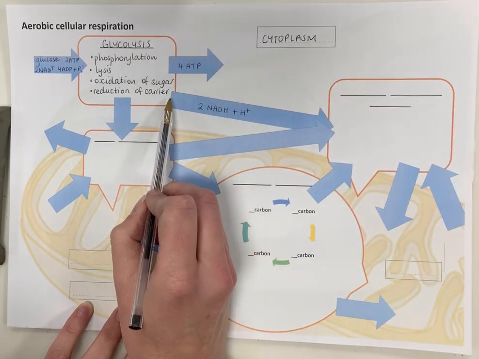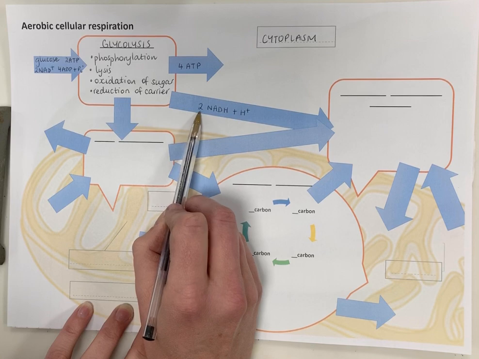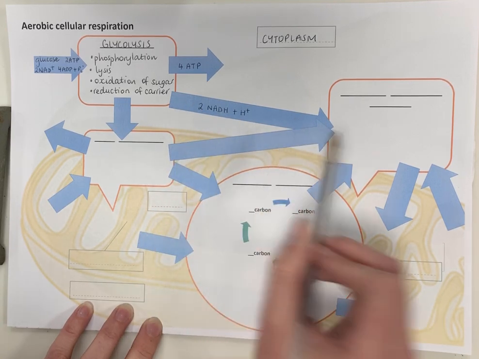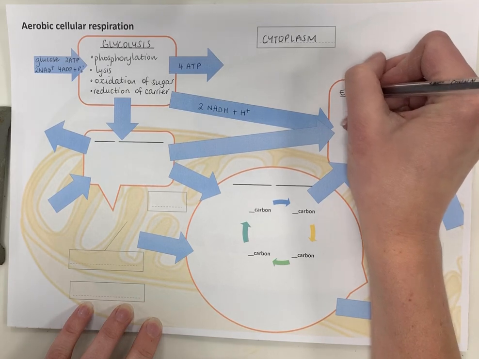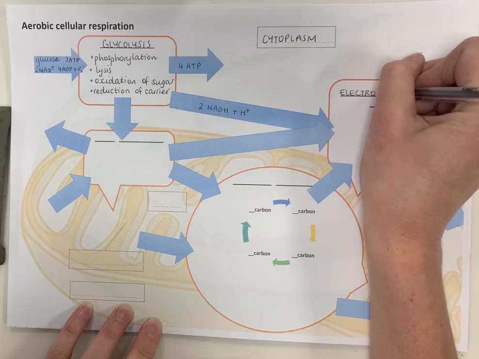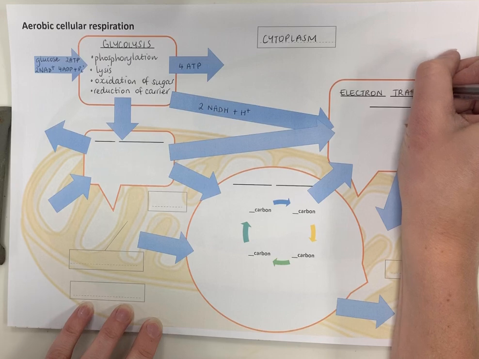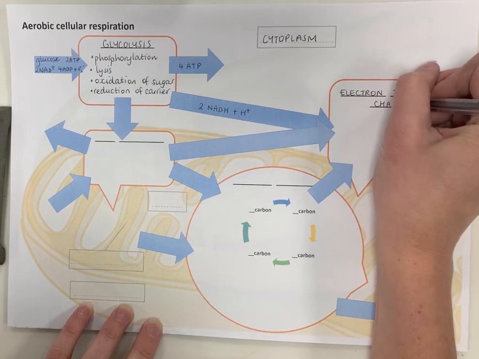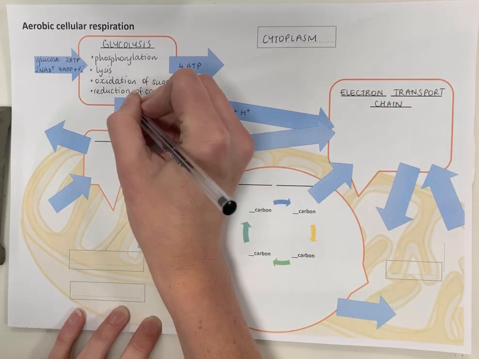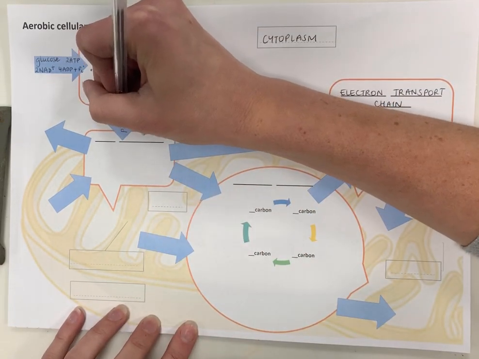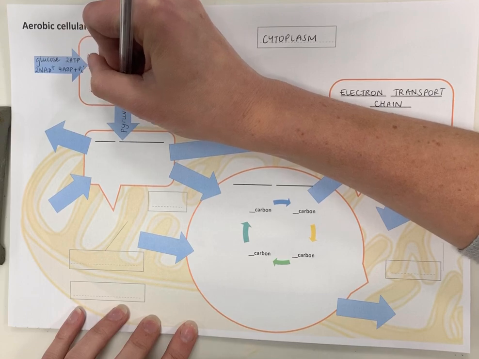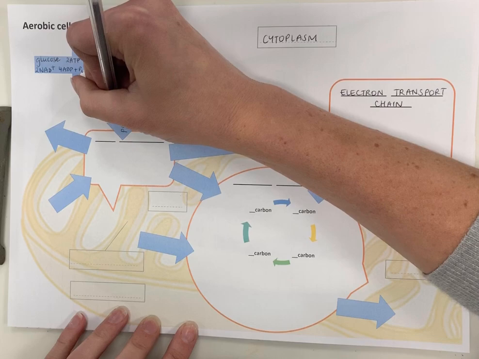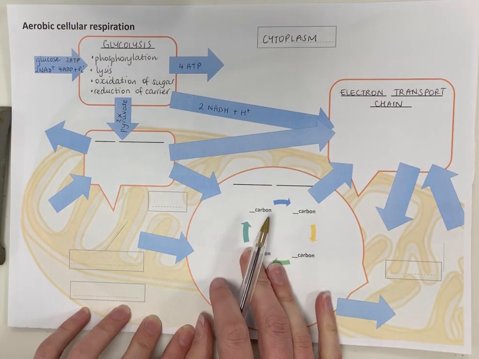Now, this part here, our charged or reduced carrier molecules, NADH and H+, they're going to be important at the end in what we call the electron transport chain. So we'll pop that there. Now here, pyruvate, that's the molecule we get that's left over from the sugar. Now we actually have 2 of those for every glucose molecule.